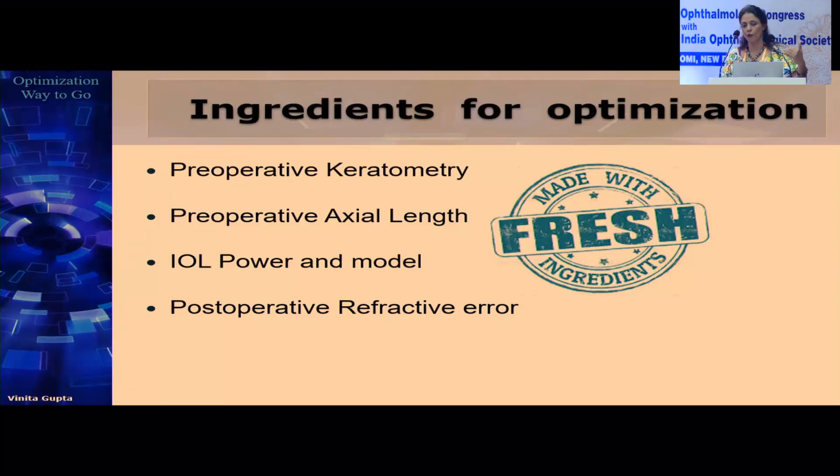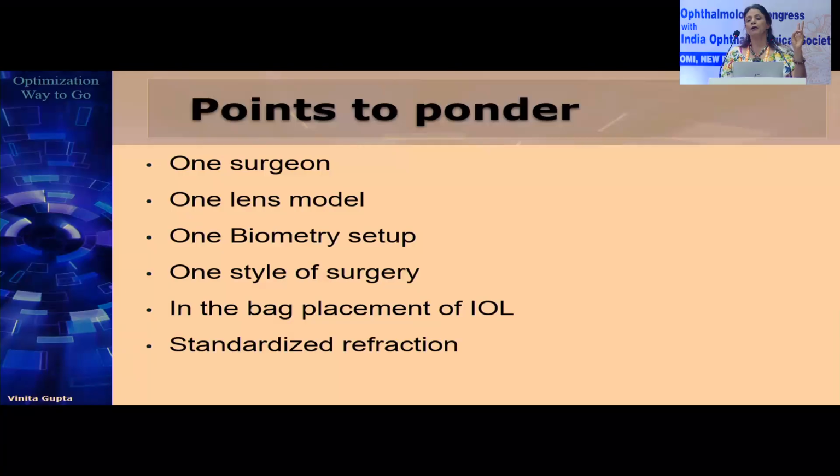So for optimizing your own results, or finding your own optimized A constant, you need to have previous experience of your previous cataract surgeries and their postoperative refractive errors. Remember, optimization should be done for your own cases, so you should not be using cases taken or operated by different people.